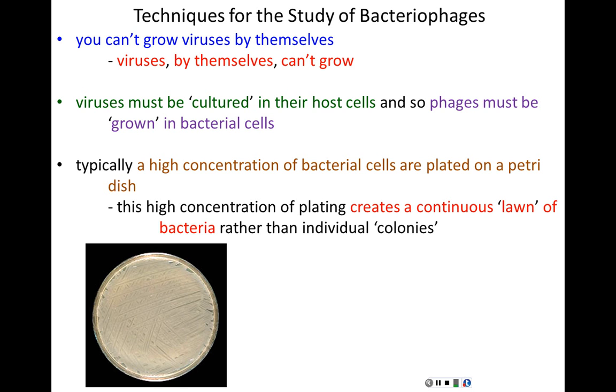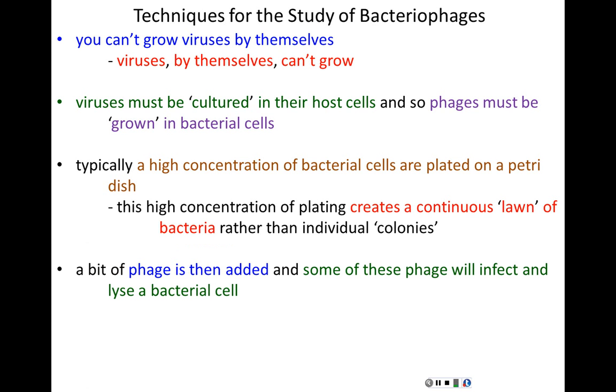Oftentimes when you're doing work with bacteria in the lab, you grow what are called colonies, small, round, individual collections of cells that are about the size of a pencil point. They are scattered around the plate, leaving the rest of the plate, where there are no colonies, clear. But that's not what we have here. We have a lawn.